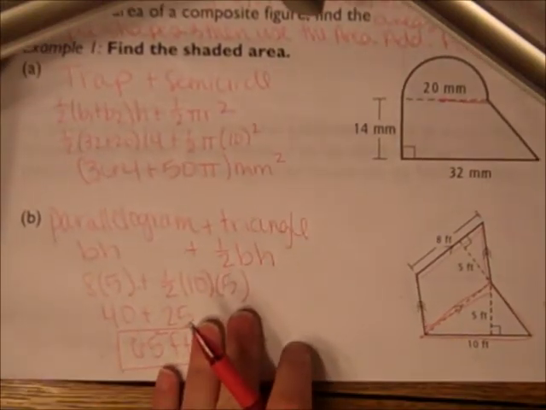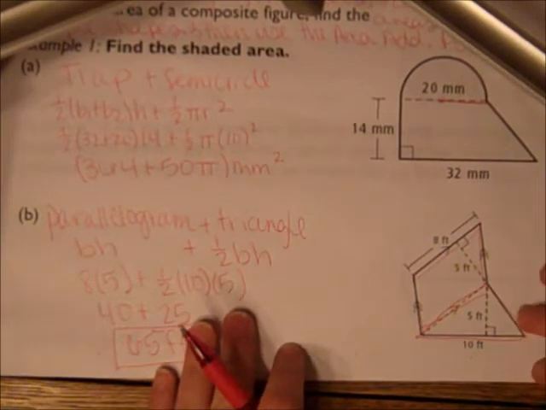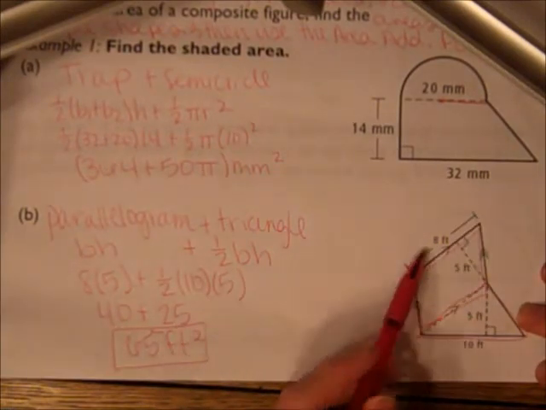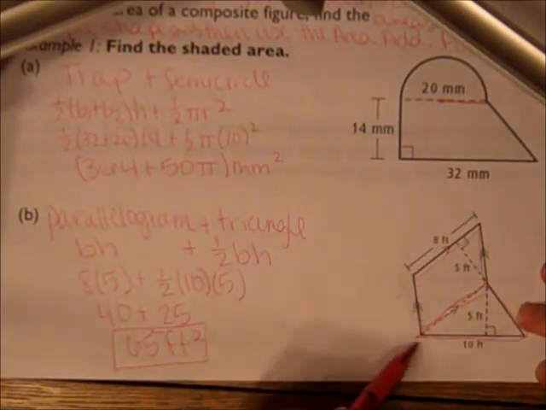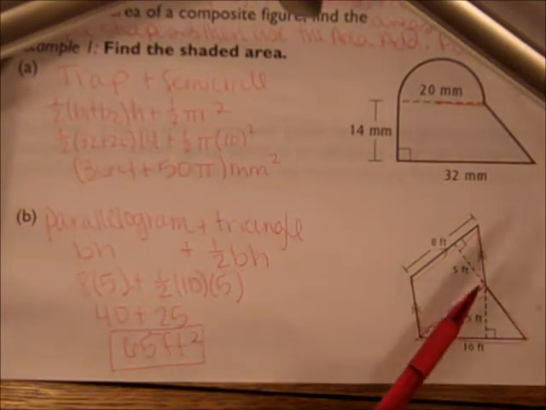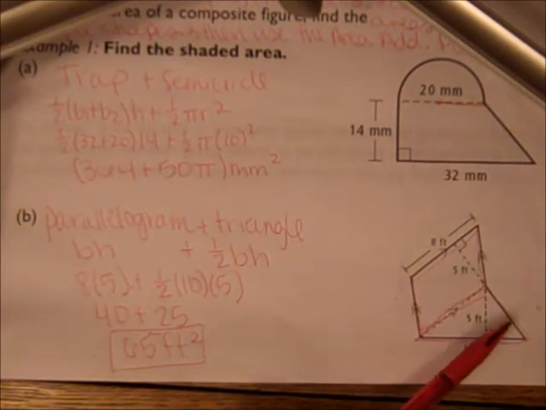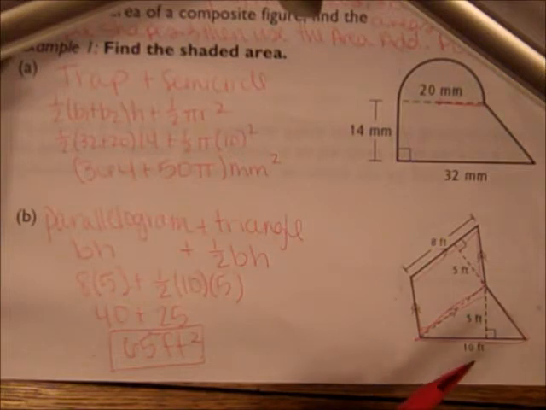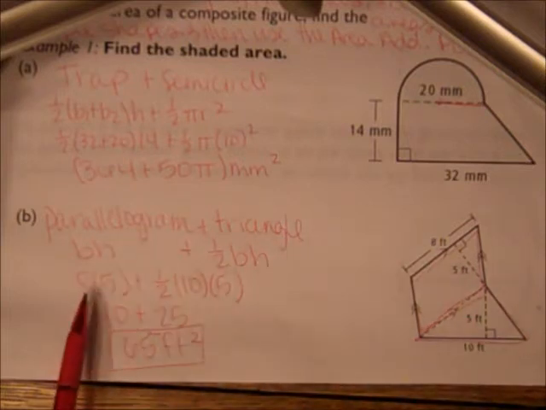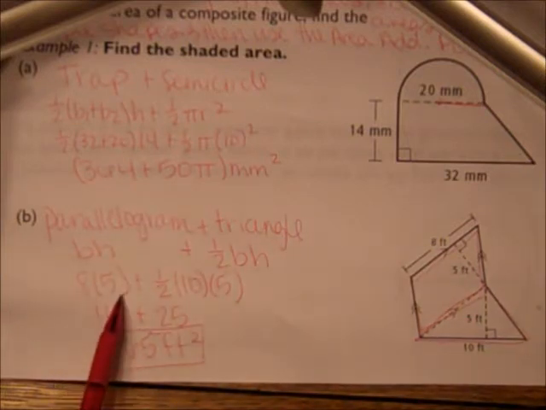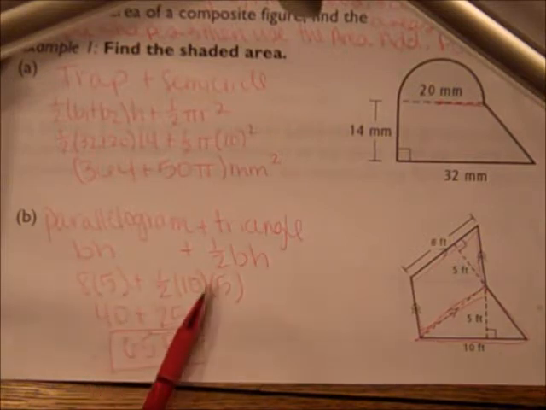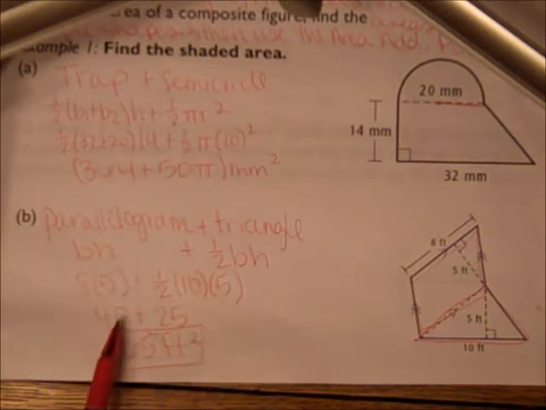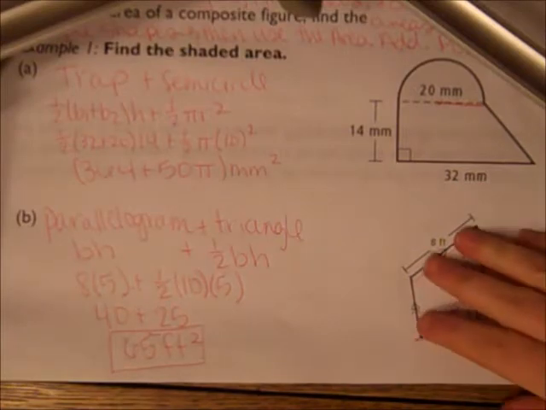This one can be divided up in several ways. The easiest way is in two shapes, a big parallelogram and then a triangle right here. You could have done a trapezoid, a triangle, a triangle, a triangle, but then you're just making more work for yourself. So parallelogram, base times height, 8 times 5. Triangle, 1/2, base is 10, height is 5, 40 and 25. So together that is 65 feet squared.